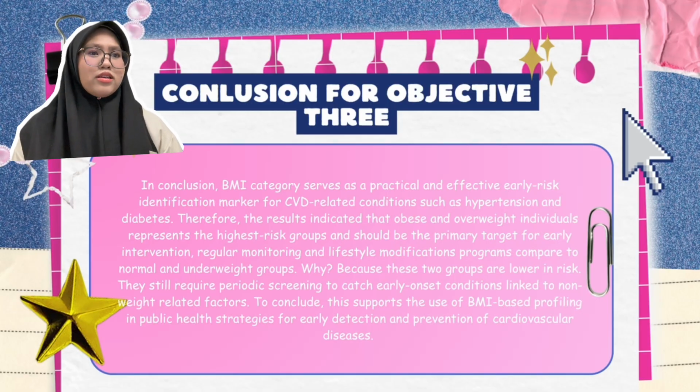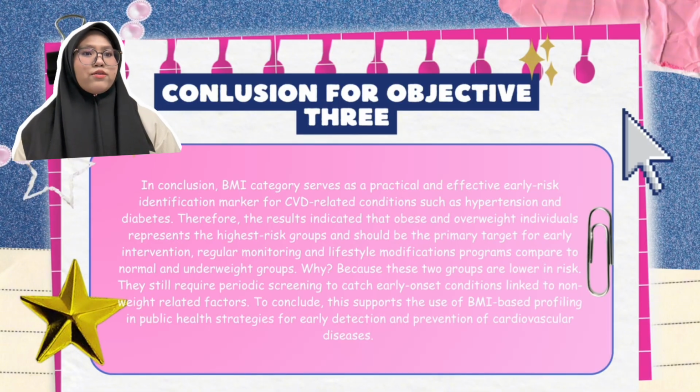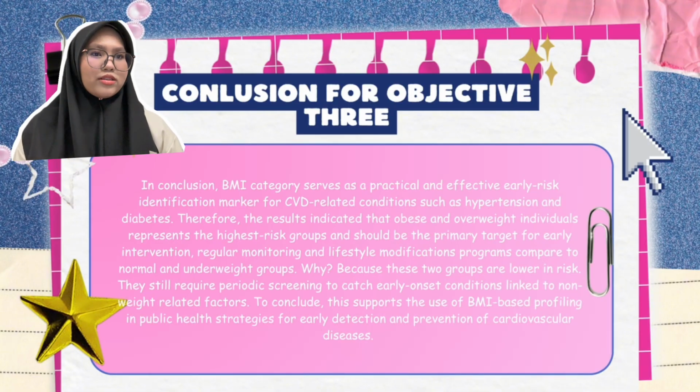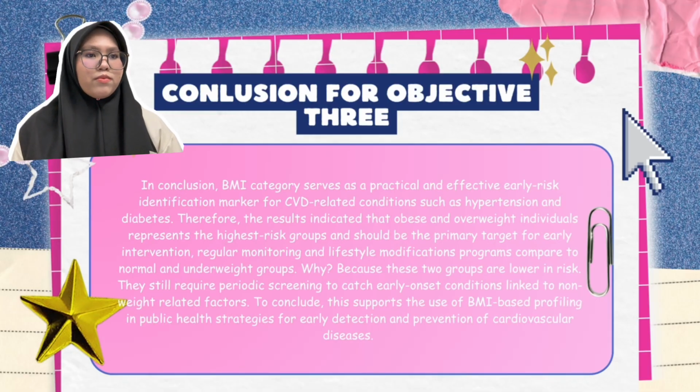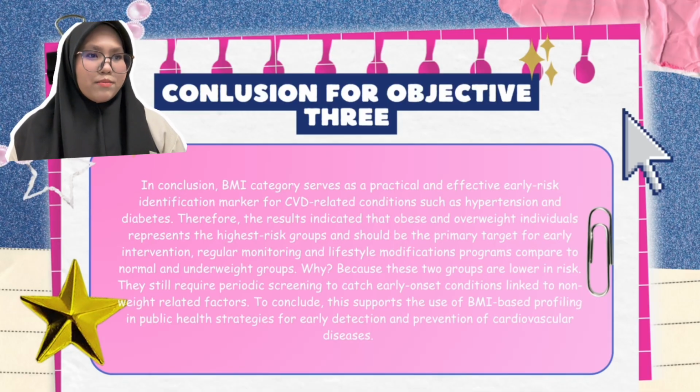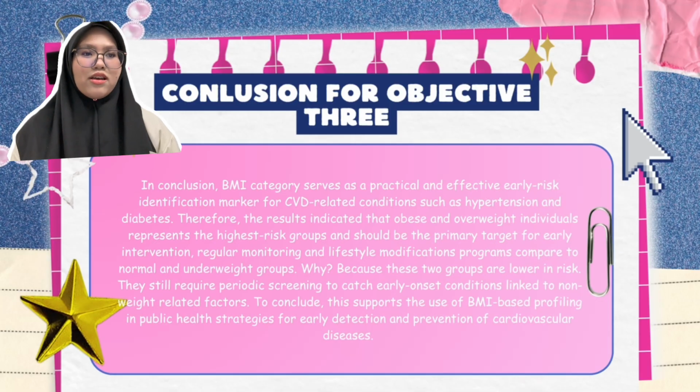Why? Because these two groups are lower in risk. They still require periodic screening to catch early onset conditions linked to non-weight related factors. To conclude, these support the use of BMI-based profiling in public health strategies for early detection and prevention of cardiovascular diseases.